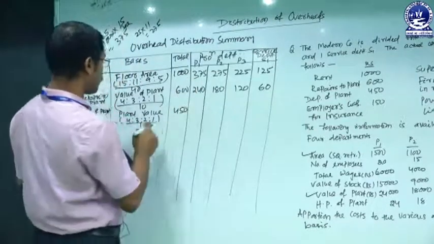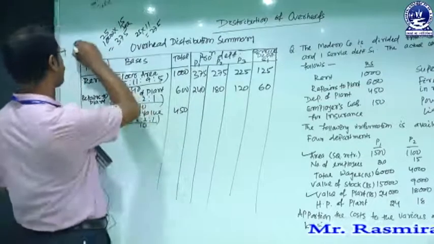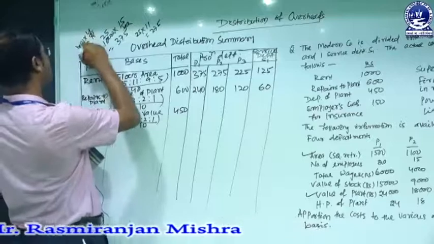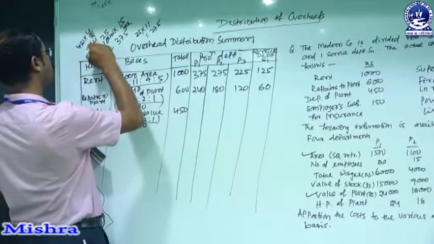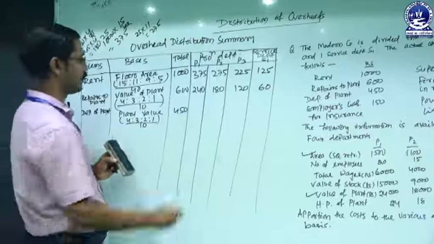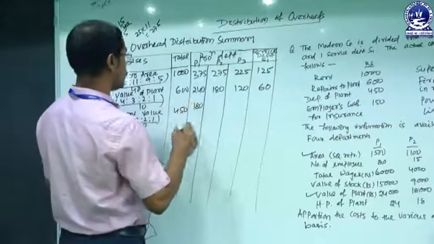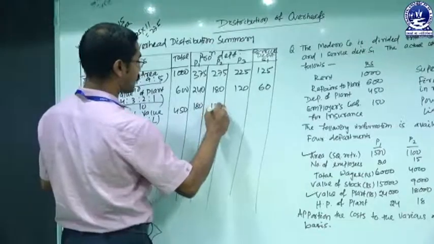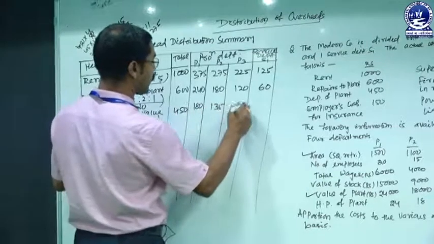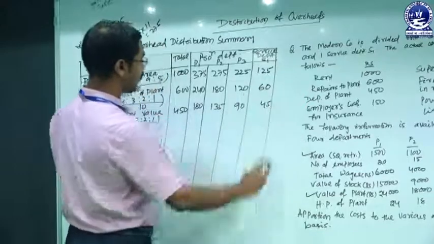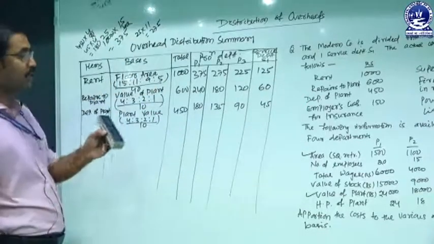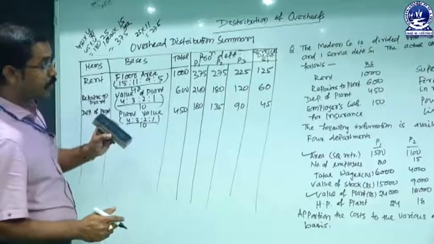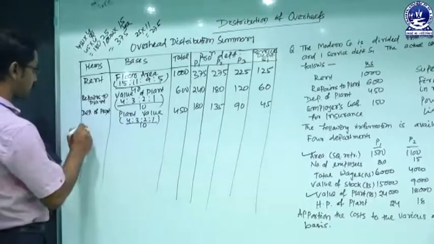So department P1 will get 450 into 4 by 10, that means 45 into 4, that is 180. Then 45 into 3 is 135, 45 into 2 is 90, then 45 into 1 is 45. Service department S1 will get only 45 rupees. Then the next one is employer's liability insurance.